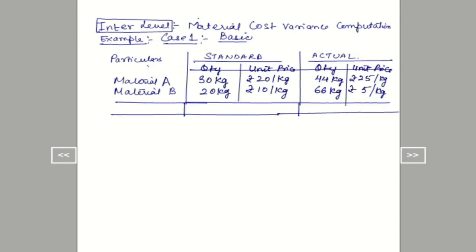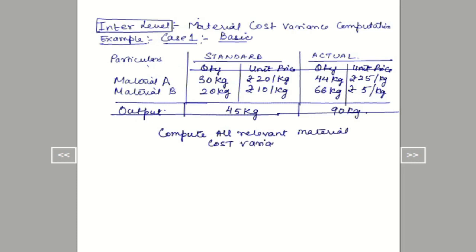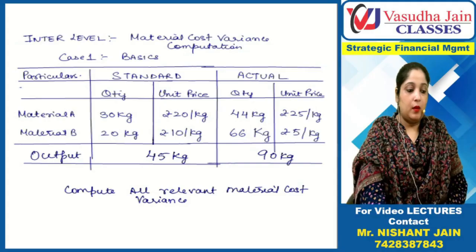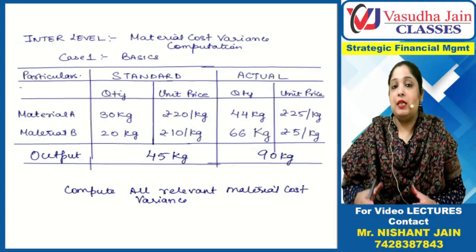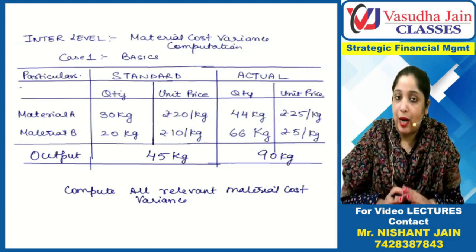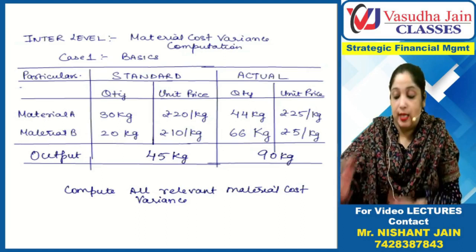And then in the end, output: here it is 45 kg and here it is 90 kg. Now the question is asking to compute all relevant material cost variance. This is the question. Let us start with this question. So now this is the information through which we are going to understand material cost variance.